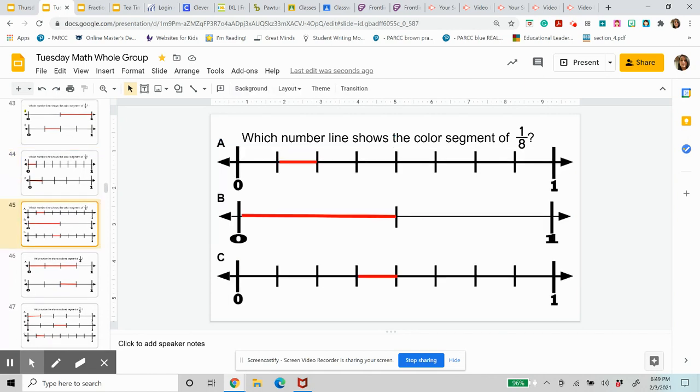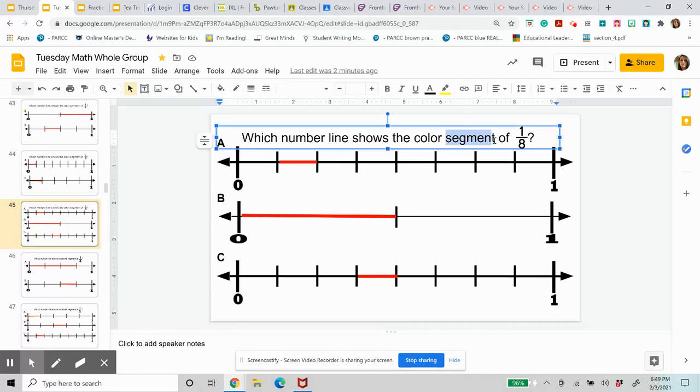All right, let's look here. Which number line shows the color segment of 1/8? So again, we want to see which piece, right? Which piece segment? That's our word here. We can underline that word. We can bold that word. Segment means which part. Which part is colored? Which colored part shows 1/8?